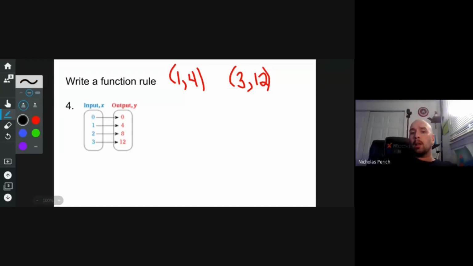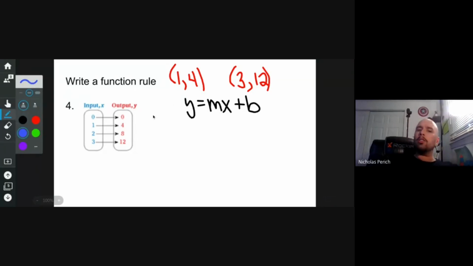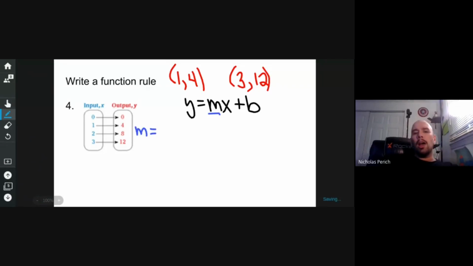I'm going to bring back something I learned last chapter and say y equals mx plus b, where m is the slope and b is the y-intercept. So what I have to do first is find m, the slope, using the slope formula: m equals y sub 2 minus y sub 1 over x sub 2 minus x sub 1. I'm going to label my points x sub 1, y sub 1, x sub 2, y sub 2, and plug them in.